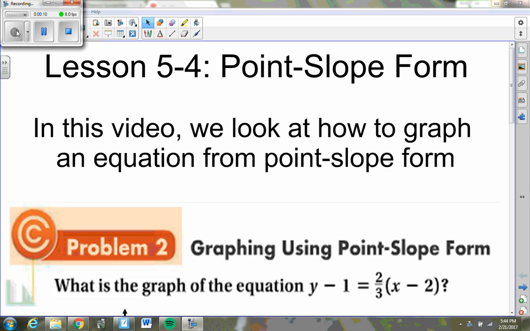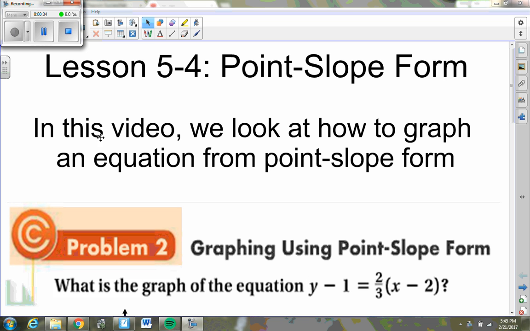We're continuing to talk about point-slope form, which we dealt with in our last video. We talked about it being a little bit more complicated than the last form of an equation that we looked at, but more helpful for us in situations where we don't know the y-intercept, but we know some random point on the line. In this video, we're going to look at how to graph an equation from that form.